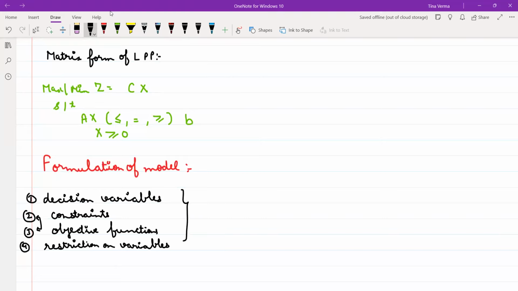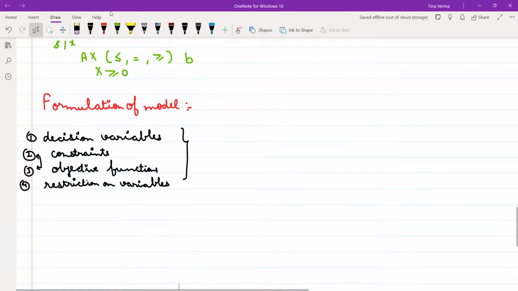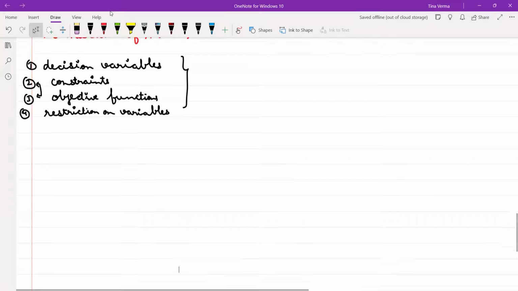So these are the 4 steps that we need when we formulate any problem. One is to decide the decision variables. Next are the constraints, the objective function, and the non-negativity restrictions or restriction on the variables. So we will start with a problem for formulating a model.